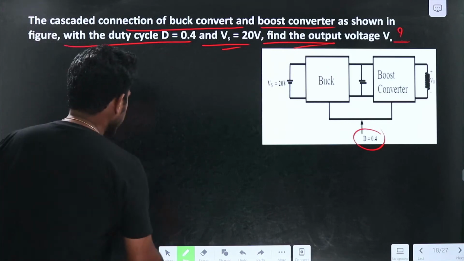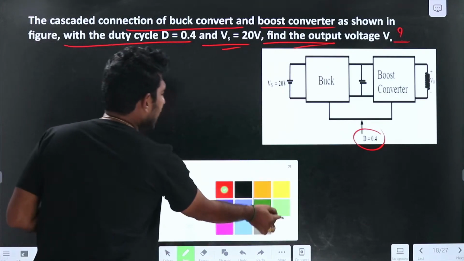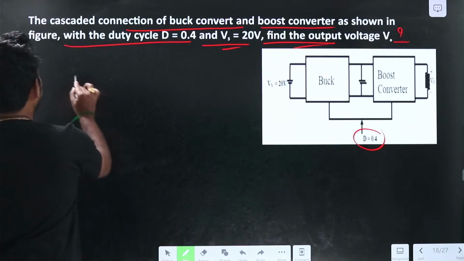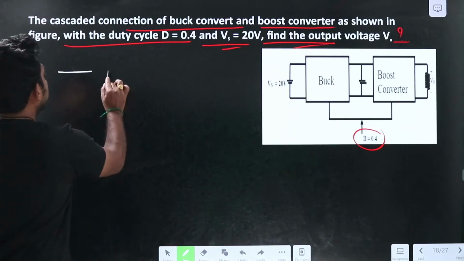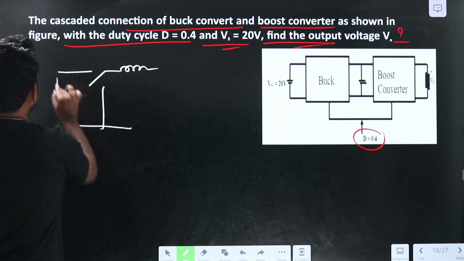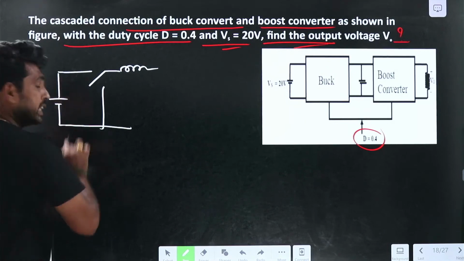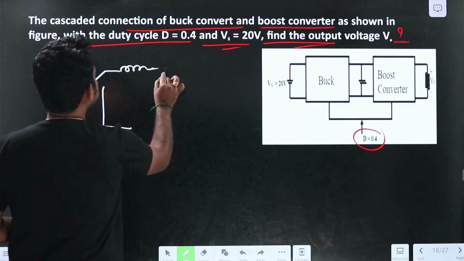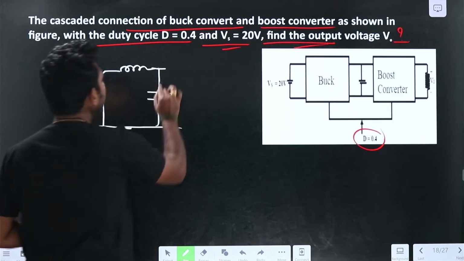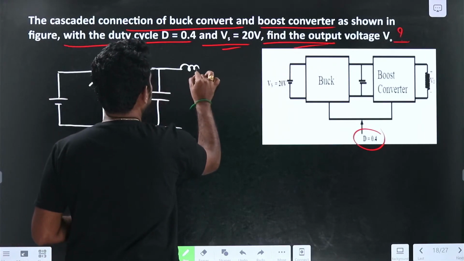Let me explain the question clearly. Here the starting converter will be the buck converter. We know that in the buck converter the circuit would be like this, with the inductance on the load side. So it is a buck converter, and to this buck converter we have connected one more converter, which is the boost converter.